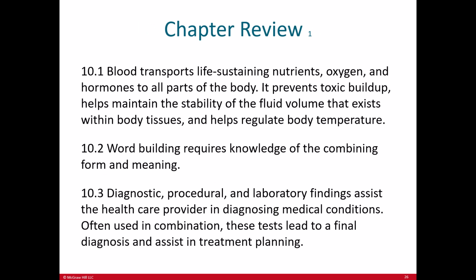Chapter review. 10.1. We discovered that blood transports life-sustaining nutrients, oxygen, and hormones to all parts of the body. It prevents toxic buildup, helps maintain the stability of the fluid volume that exists within the body tissues, and helps regulate body temperature. In 10.2, we discovered word building requires knowledge of the combining form and meaning. 10.3, diagnostic, procedural, and laboratory findings assist the healthcare provider in diagnosing medical conditions. Often used in combination, these tests lead to a final diagnosis and assist in the treatment planning.